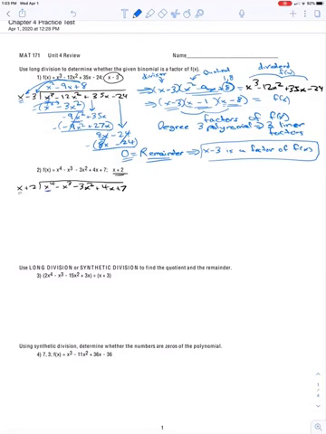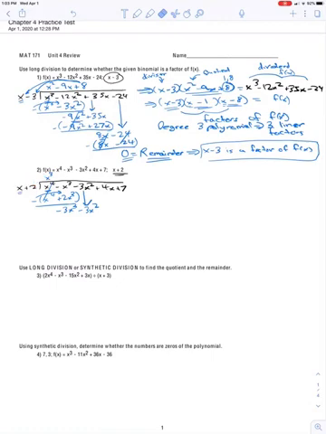X divides into x to the 4th power exactly x cubed times, right? X cubed times x is x to the 4th power. X cubed times 2 is 2x cubed. And as we subtract and see what's left over, those cancel. Negative x cubed minus the 2x cubed gives me a negative 3x cubed. And then we bring down the next term in our dividend. Right, we're now looking at a cubic polynomial in our dividend as we started with a quartic.